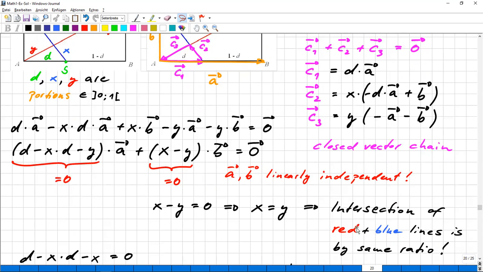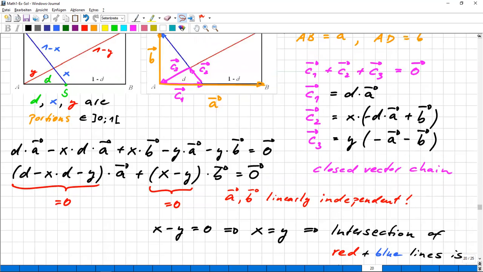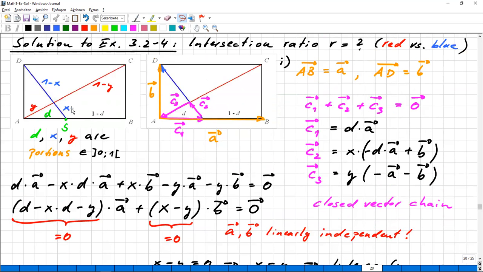The intersection of red and blue lines is by the same ratio, which we called R. You see what it is? This ratio R is actually x in relation to 1 minus x, or even y in relation to 1 minus y, which is the same as we just showed. And you can see that the portion x regarding the whole blue line is the same as y regarding the whole red line. So it's quite convincing.